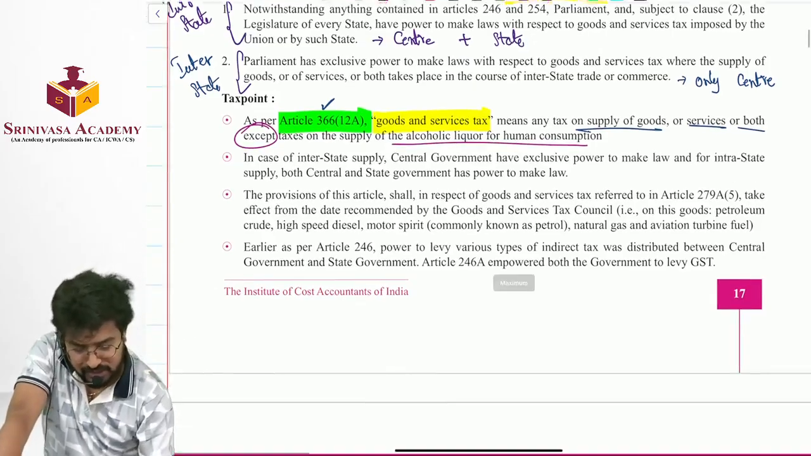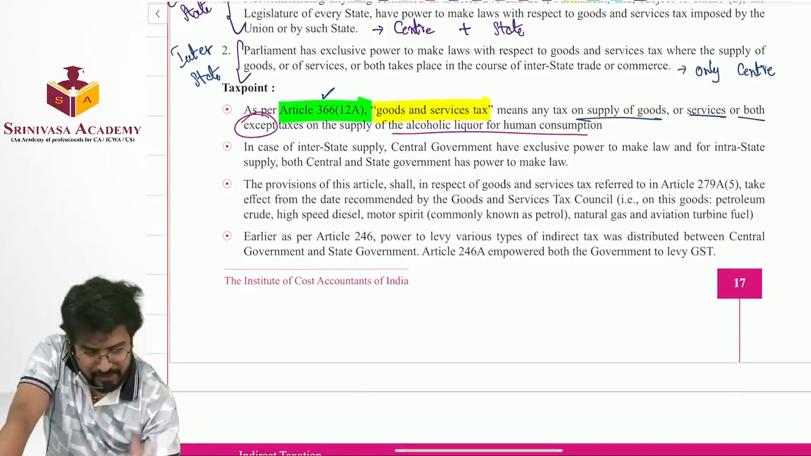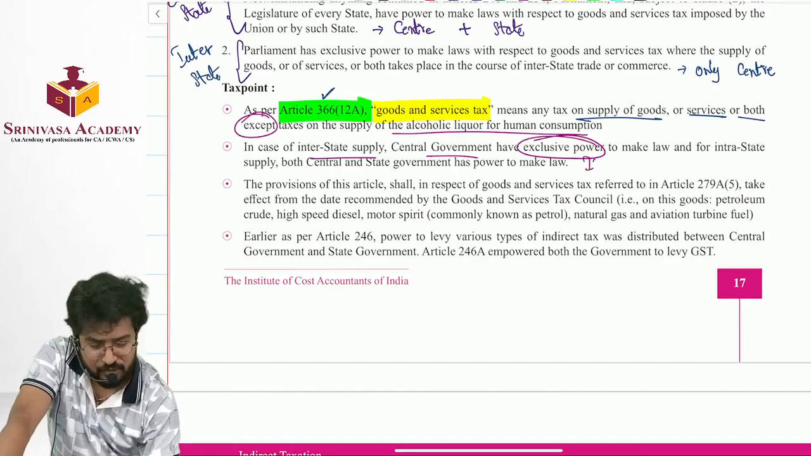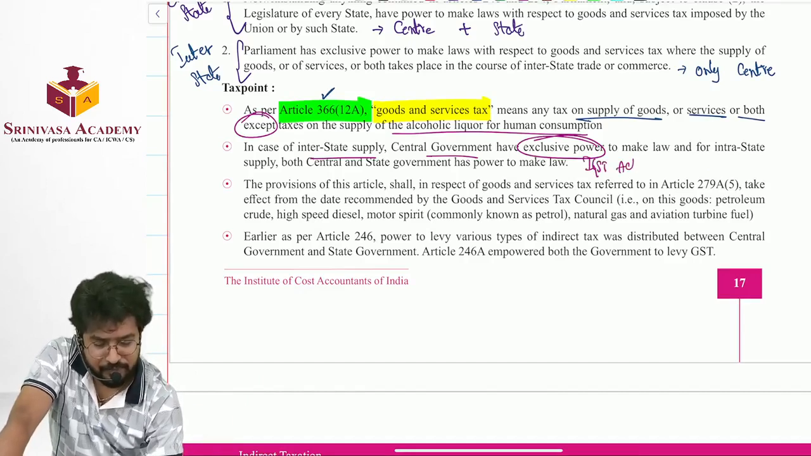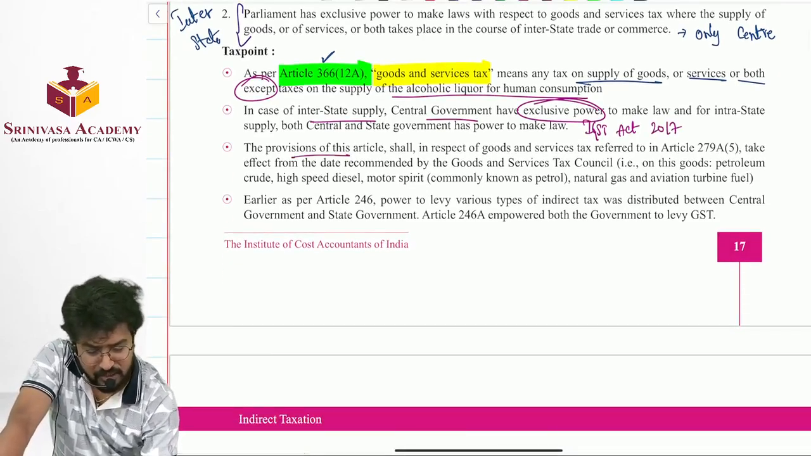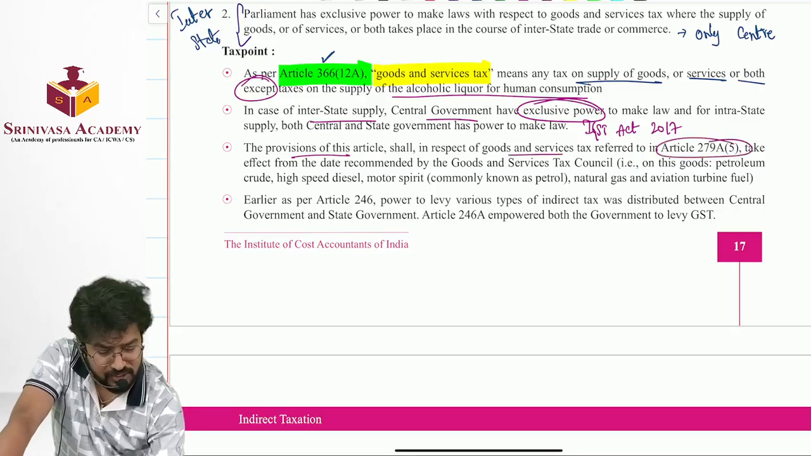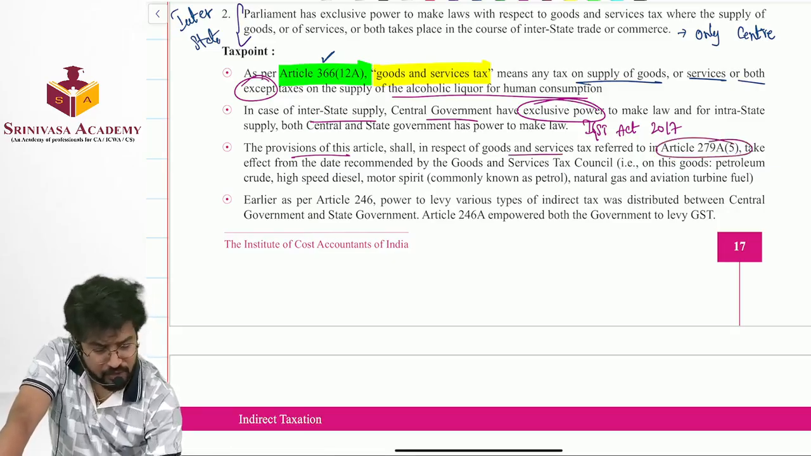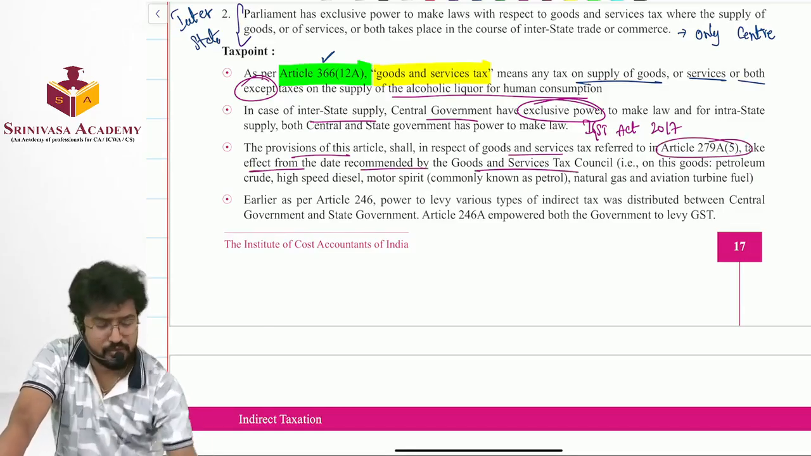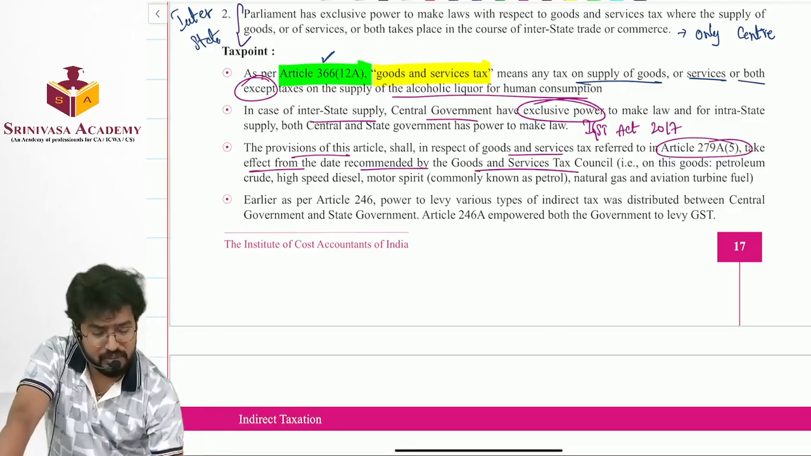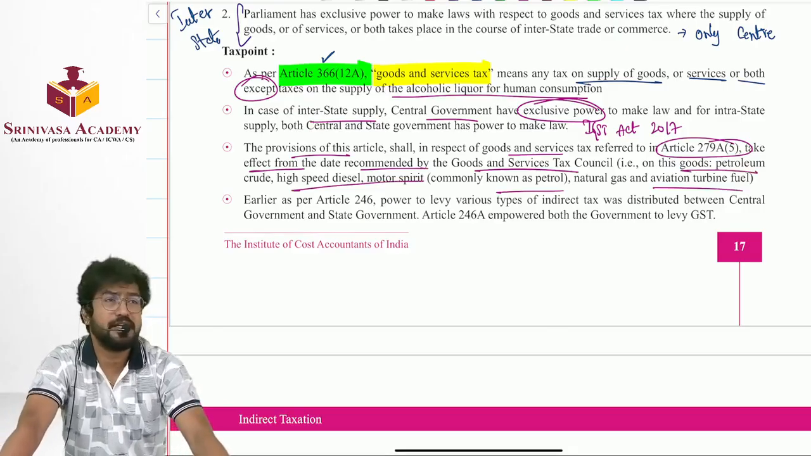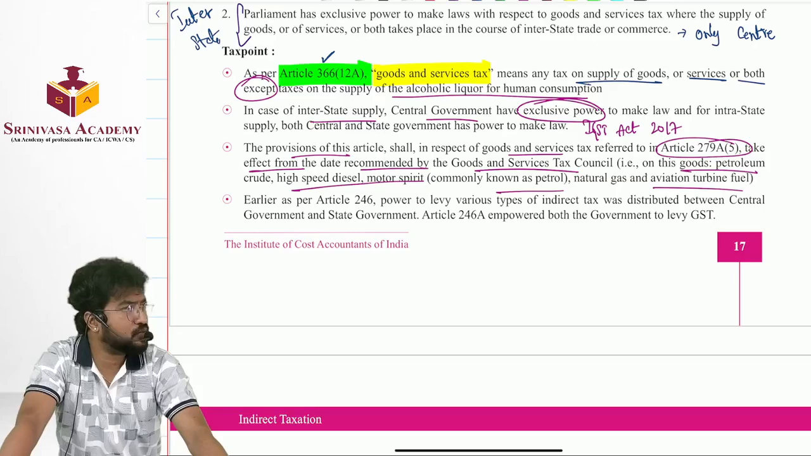Okay, right. Next one, what is next one? We have already discussed interstate supply, central government will have exclusive power. That is why they are making only IGST Act, correct? IGST Act 2017. Next, the provisions of this article shall, in respect of goods and service tax referred in 279A. What is 279A? GST Council. Take effect from the date recommended. So GST Council will recommend the date on which you should charge GST on petroleum products. Do you remember, petroleum products, who should notify the date? GST Council.